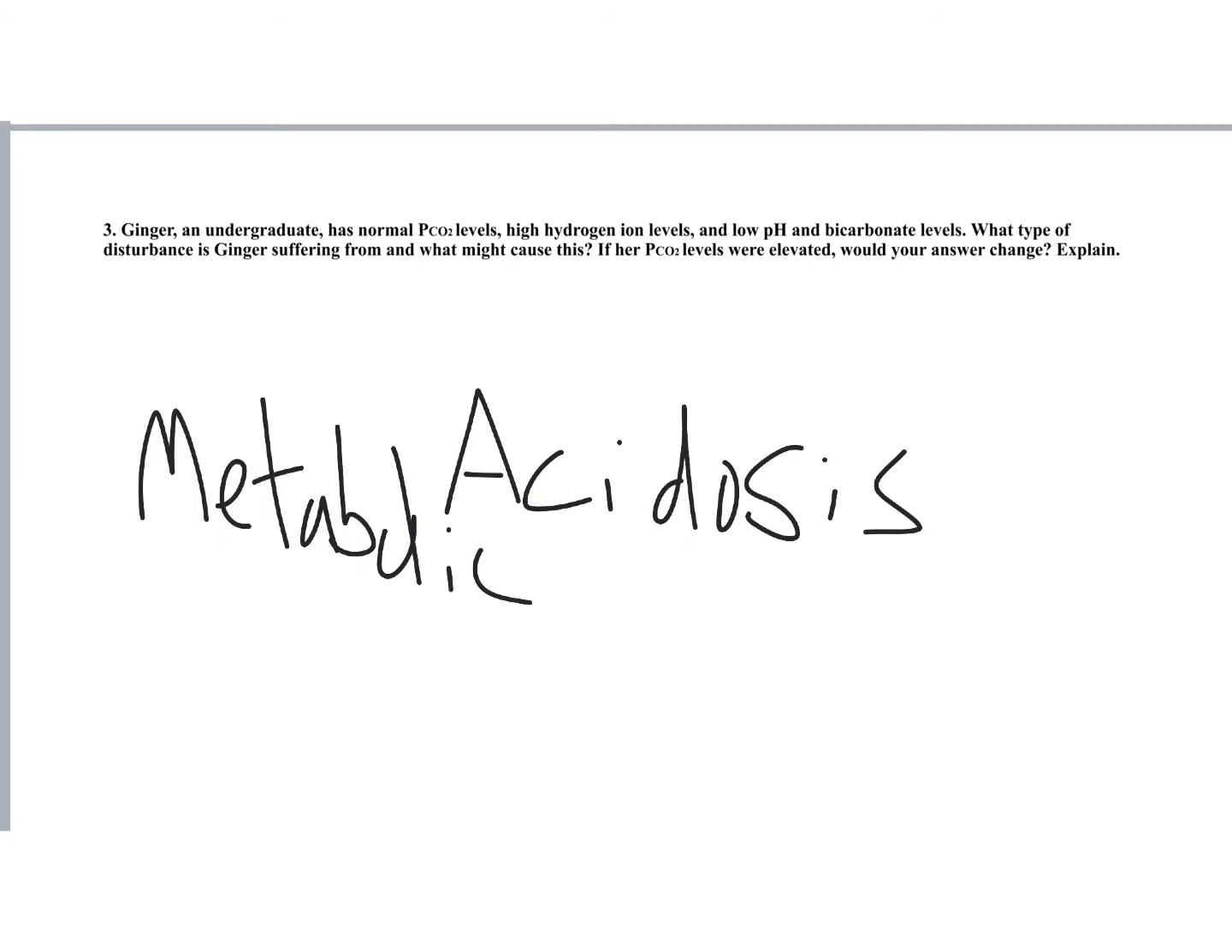And then later it says, if her carbon dioxide levels were elevated, would this change your answer? Yes, it would change your answer, because if the carbon dioxide levels have been elevated, then it could also possibly be a respiratory acidosis. The acidosis doesn't change. What we're trying to determine is whether it's respiratory or metabolic. So they look at your carbon dioxide levels. If the carbon dioxide levels are normal, then it's metabolic acidosis. If your carbon dioxide levels are elevated, then it would be most likely a respiratory acidosis.